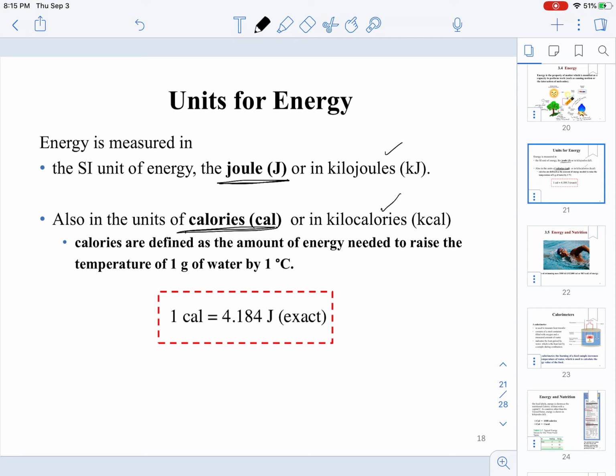When it comes to calories, understand that we can actually relate that to water. The reason is because calories specifically are defined as the amount of energy needed to raise the temperature of 1 gram of water by 1 degree Celsius. So understand that calories and joules are related to one another by the following conversion factor. In this conversion factor, write it in your notes for the exam, because it's not going to be provided.